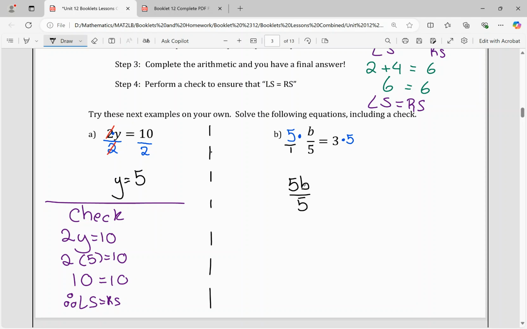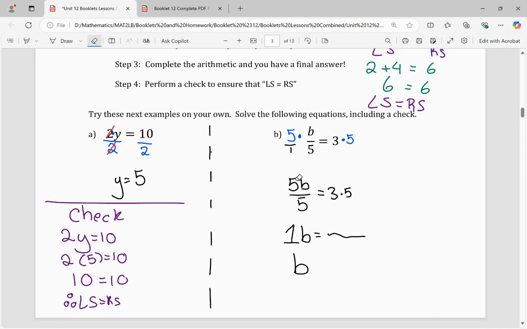Now, on top of that, now you might be able to see that I can divide these two 5's. And 5 divided by 5 is 1. So it's kind of like the two 5s cancel each other out. And I am just left with b on the left-hand side. Because you don't need to write the coefficient of 1.